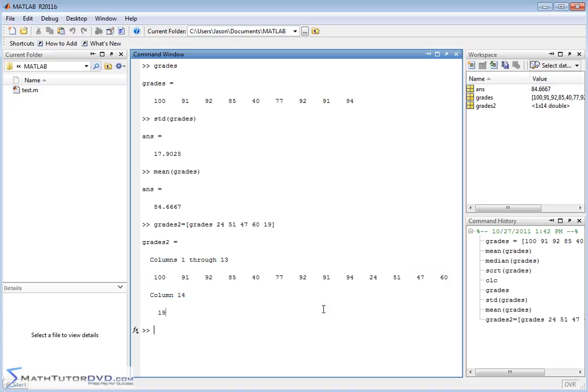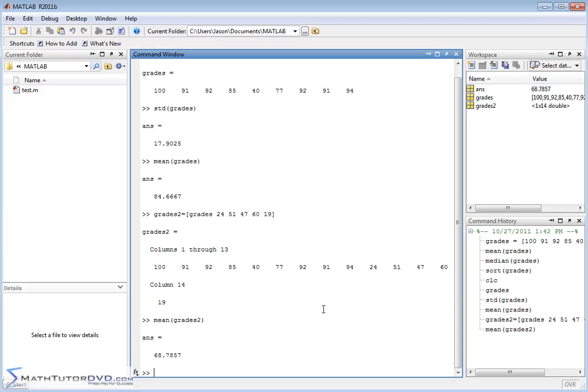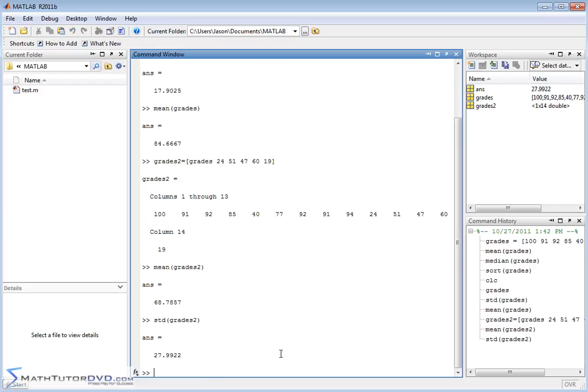So whenever I go back and try to calculate the mean of this, you would expect it to shift lower. So the mean of grades 2, of course, is now a 68 as compared to the 84 that it was, and the standard deviation should change a lot too. Grades 2, the standard deviation is much wider because I have these outliers over here that basically tore up the class performance. So the mean shifts lower, and the bell curve, so to speak, gets wider.